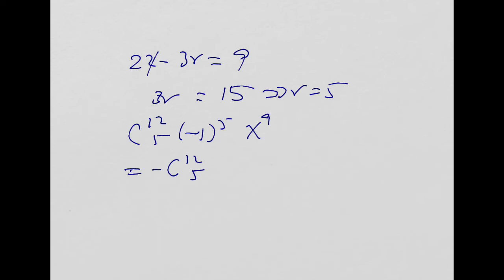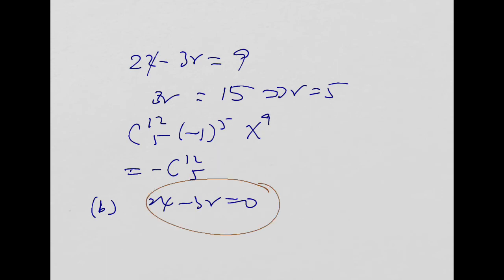So this is the thing. The other thing is that it is independent of x. So for independent of x, 24 minus 3r is equal to 0. Okay, you need to solve this by yourself. R equals 8. Then you sub it in. Good.